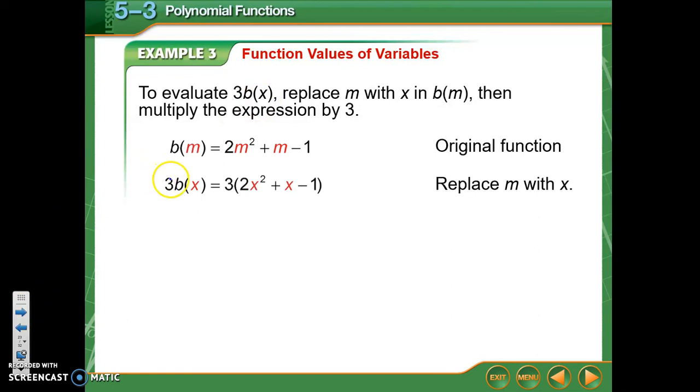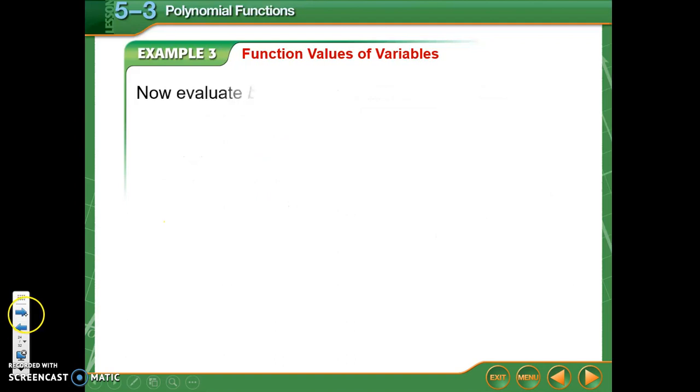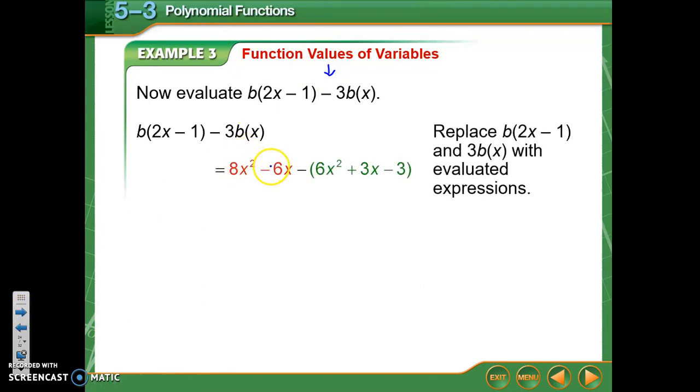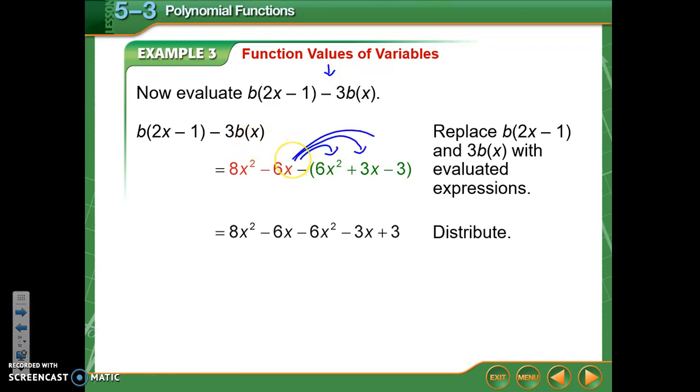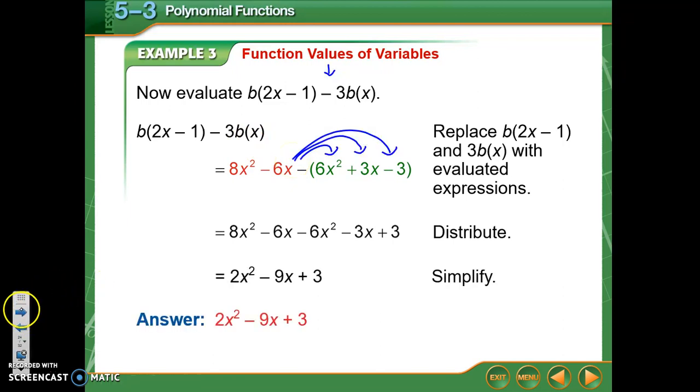So I'm going to multiply 3 times my function, and I'm going to plug in x instead of m. So that gives me 6x squared plus 3x minus 3. Now I need to subtract those two things that I got. So b of 2x minus 1 was 8x squared minus 6x minus 3 times b of x was 6x squared plus 3x minus 3. And then we just simplify. Here they're distributing the negative, and then we're going to add and subtract like terms. And that gives me 2x squared minus 9x plus 3.